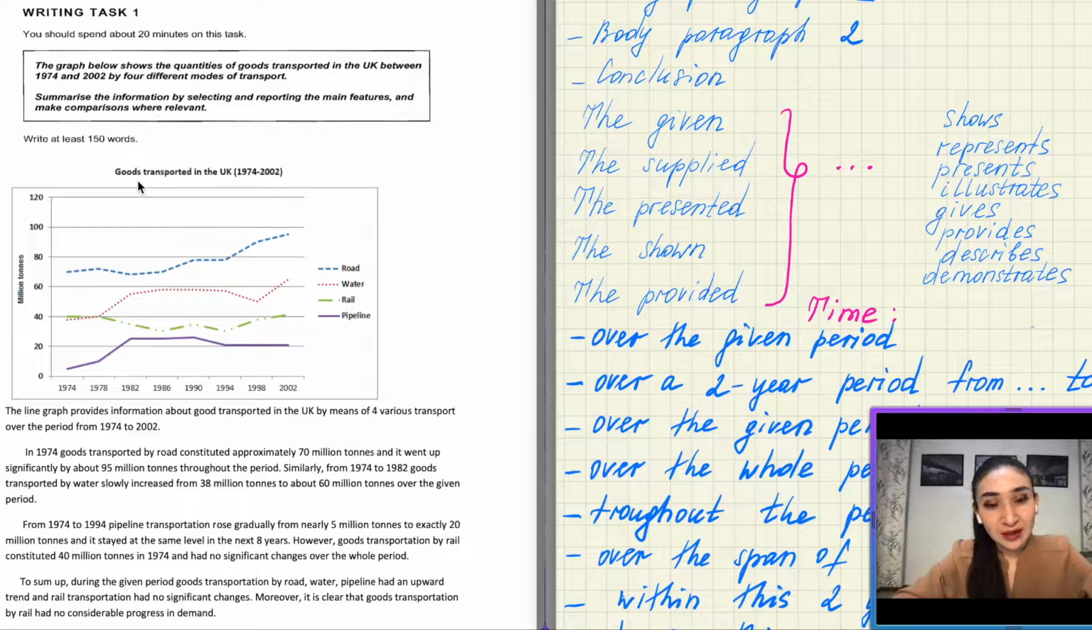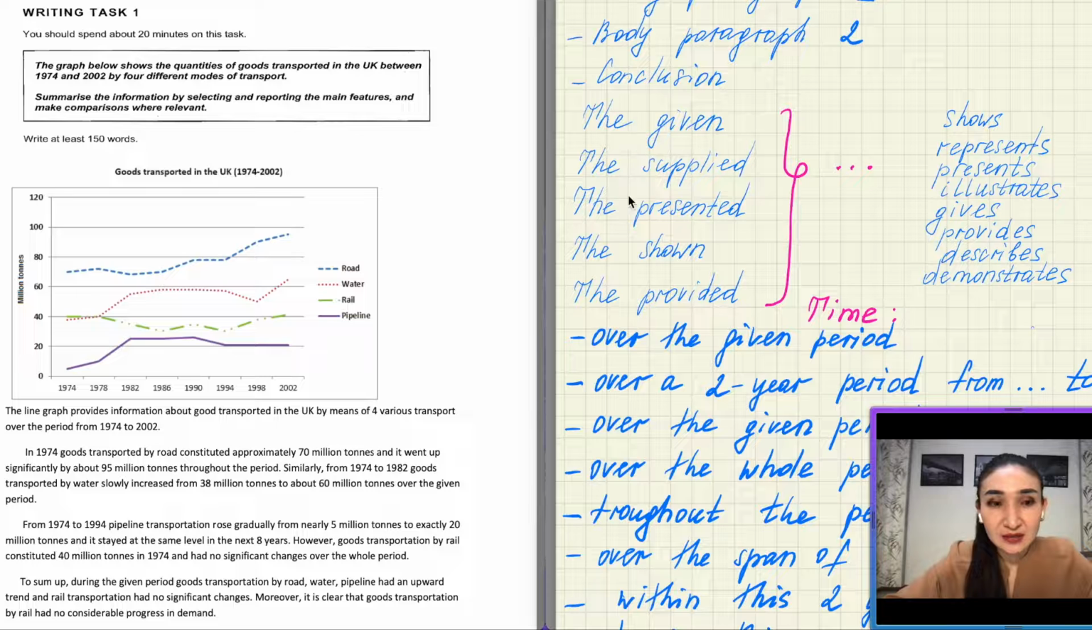In order to get a decent score, you can say "the line graph provides information about", or anything like that, to make the sentence full of details. So: provides information about goods transported in the UK by means of 4 various transport modes over the period from 1974 to 2002.